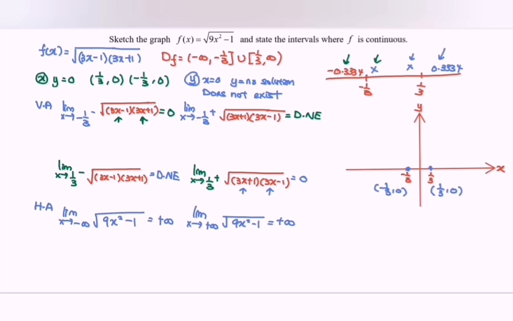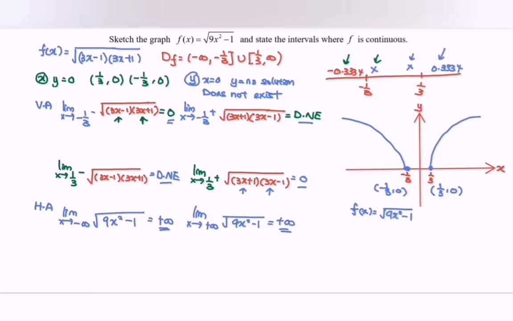For the vertical asymptote, as x approaches negative 1/3 from the left, we have the value approaching 0, so we have it here. Continue, does not exist, then does not exist, then the limit when x approaches 1/3 from the right approaches 0. The limit when x approaches negative infinity gives positive infinity, meaning the graph will be something like this. The same goes for the right-hand side, we'll have the graph something like this, where f(x) equals the square root of 9x squared minus 1.